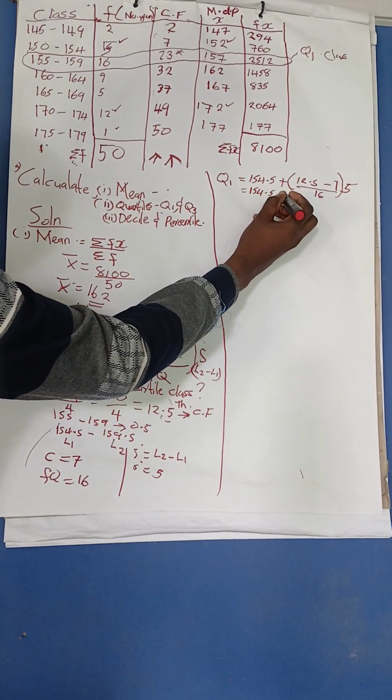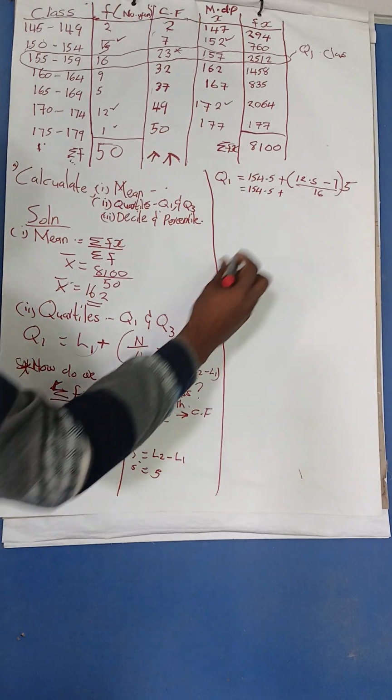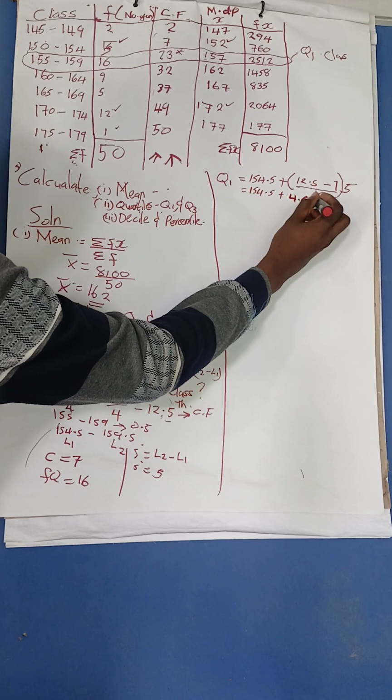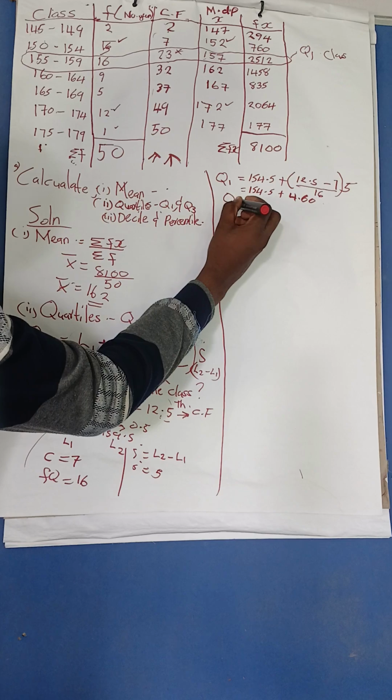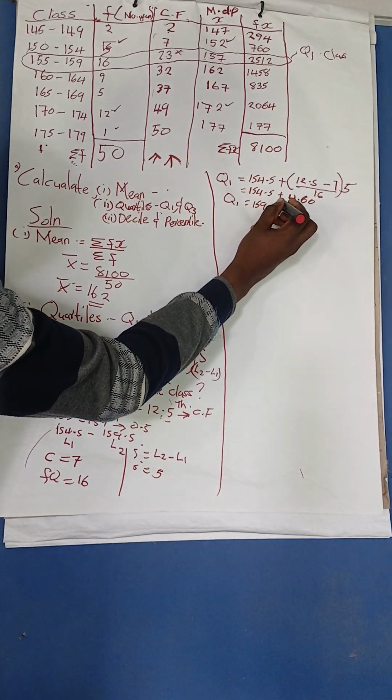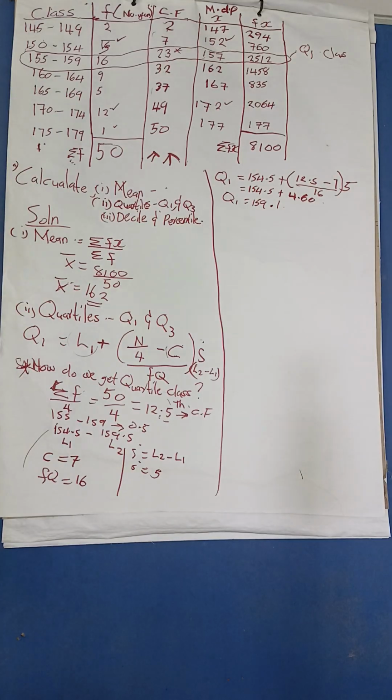At the end of the day, you're going to have 154.5 plus 4.6. So when we add that, we will have 154.5 plus 4.6, and our Q1 will be 159.1. Good. So that is how we get the lower quartile.